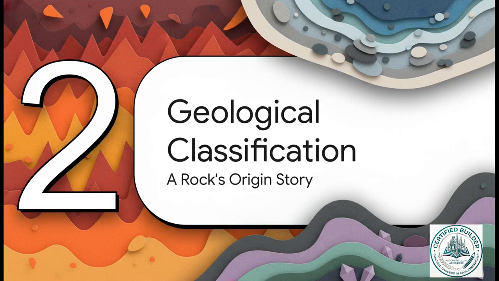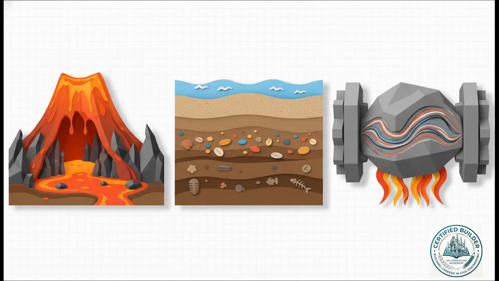All right, first up, geological classification. This one is all about the rock's origin story. You know, where did it come from? How was it born? Understanding this is the absolute first step to predicting how it's going to behave. So there are really three main origin stories. I like to think of them as fire, settlement, and change.